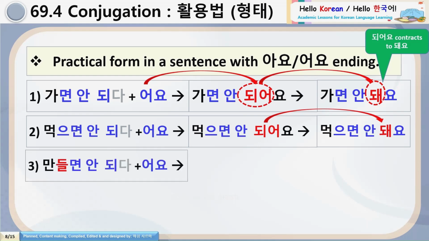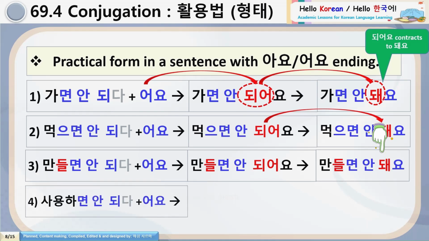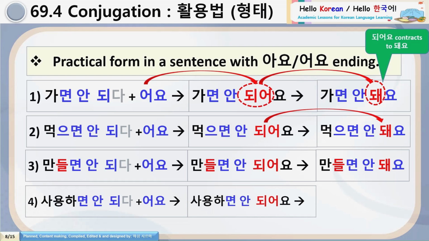Come to number three. 만들다. Irregular conjugation. 만들면 안 되다 plus yo. 만들면 안 되어요. Contraction. 만들면 안 돼요. Number four. 사용하면 안 되다 plus yo. 사용하면 안 되어요. And finally it will be 사용하면 안 돼요.